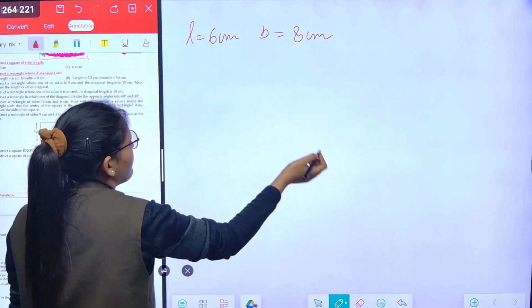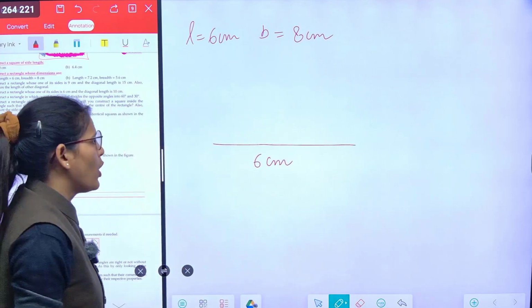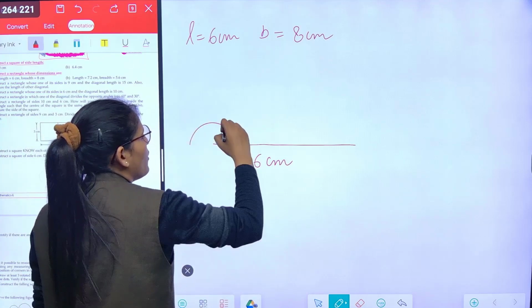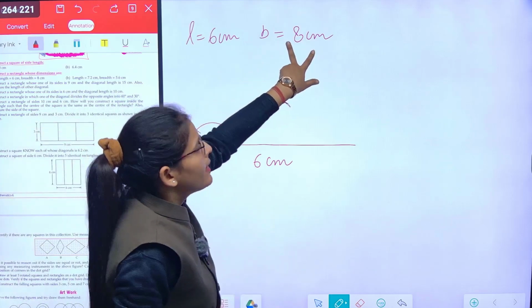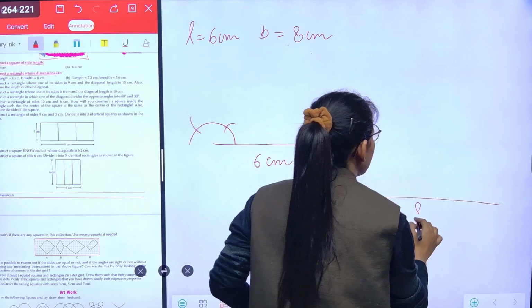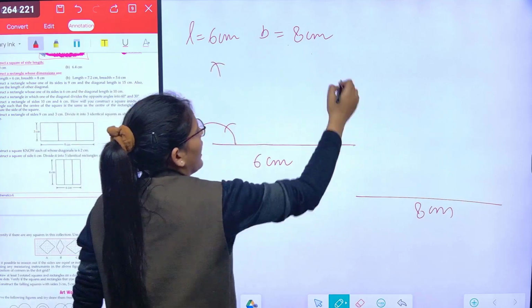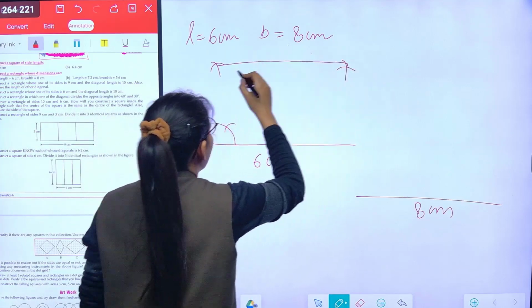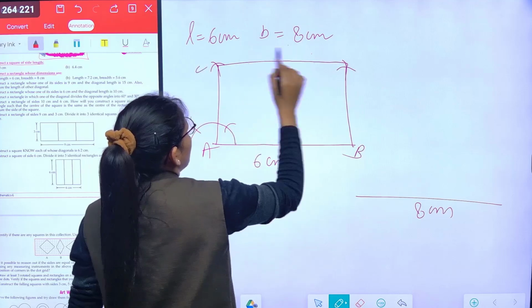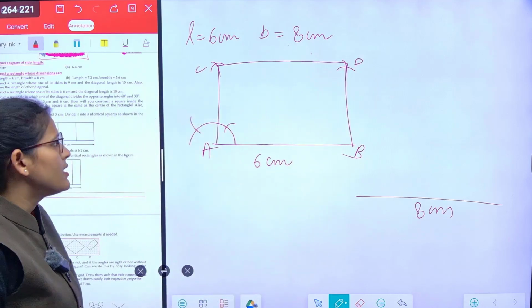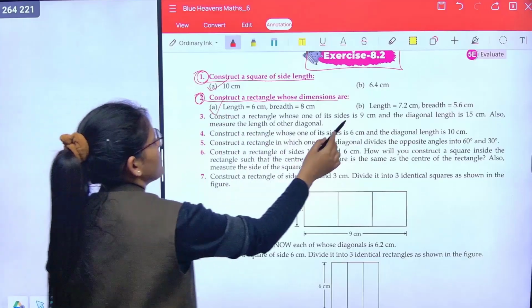Now class, again we will draw a 6 centimeter line. Now mark an arc like this from here. Now you have to measure 8 centimeter with your compass, then make an arc here. Now here again the same procedure and then join them, that is A, B, C and D. From this method you can make a rectangle very easily. Understand class? Now class, rest of the part do yourself.